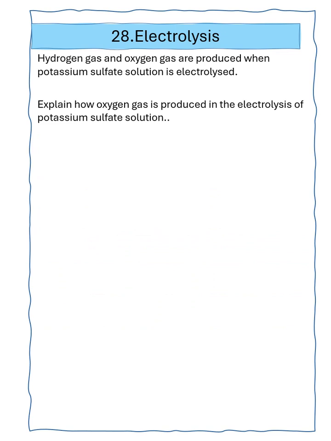Question 28, electrolysis, says hydrogen gas and oxygen are produced when potassium sulfate solution is electrolyzed. Explain how oxygen gas is produced in the electrolysis of potassium sulfate solution. So again, we're given a clue. We're told that it's a potassium sulfate solution. Solution means that it's in water, and we know that water will make the ions H plus and OH minus. We know oxygen gas has been produced, so we know that's going to be at the positive electrode, and it's the OH minus ions that are therefore going to be attracted to the positive electrode.